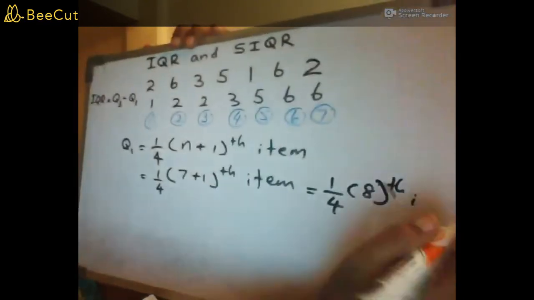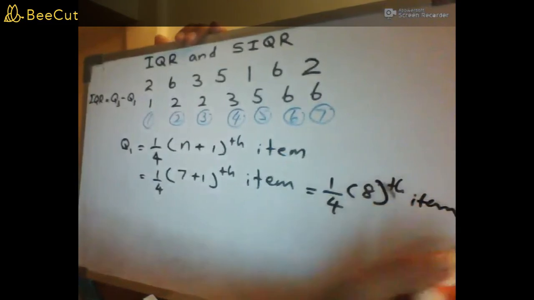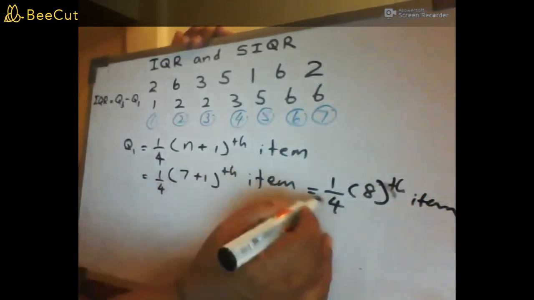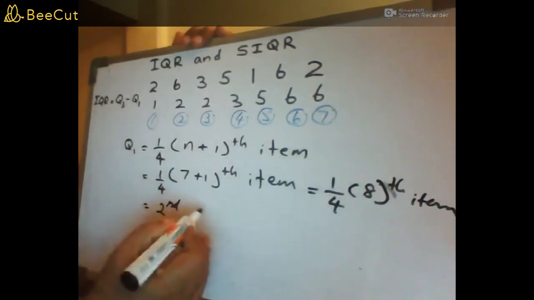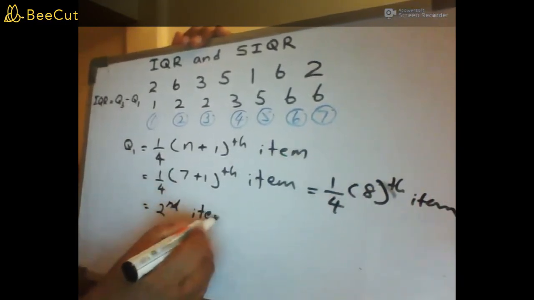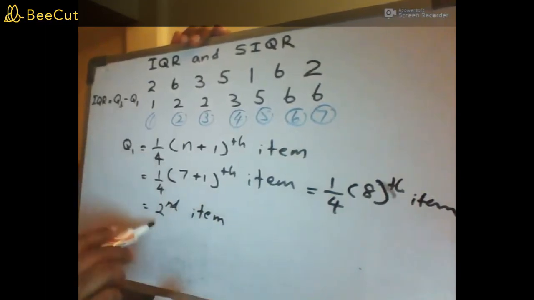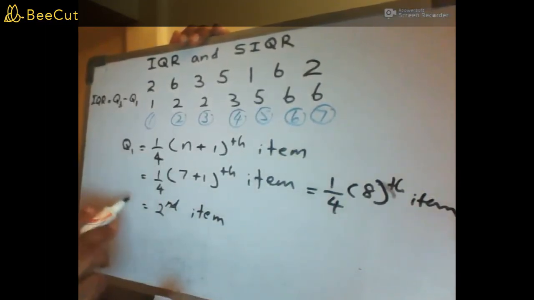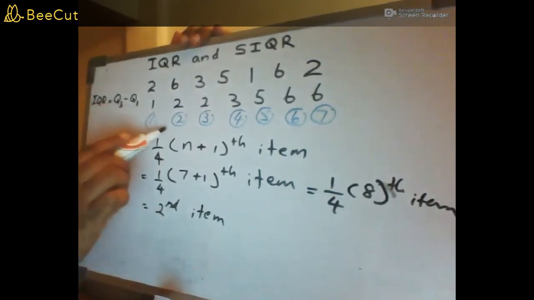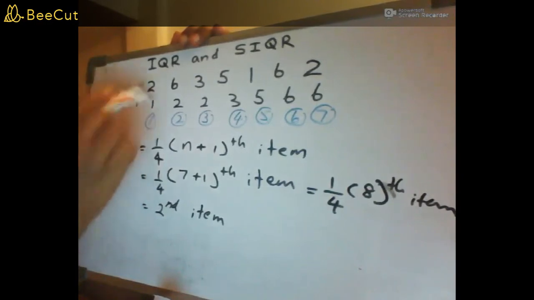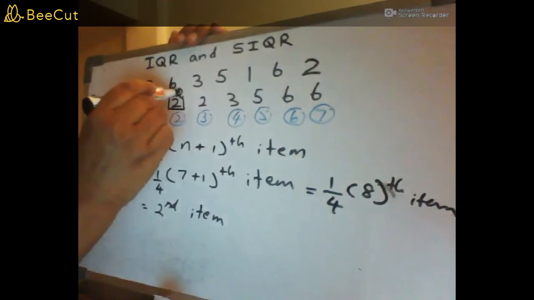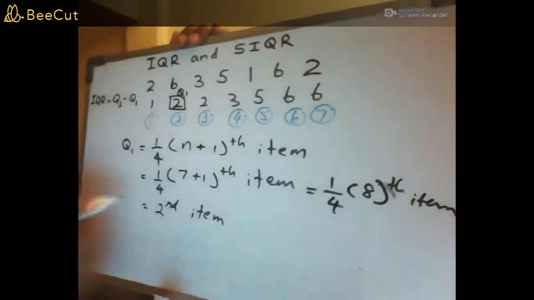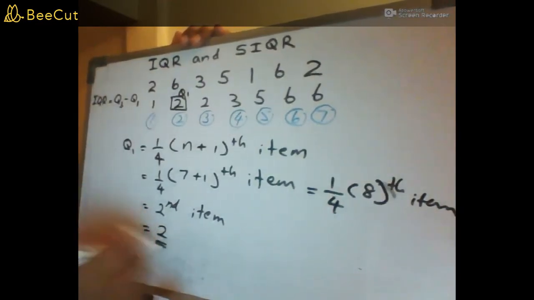Here that means 2, the second item. Q1 is the second item. That means Q1 is the mark that is represented by the second item. Now we'll go to the series. What is the second item here? The second item is 2. So this is our Q1. Right? So Q1 is 2. That's the answer.